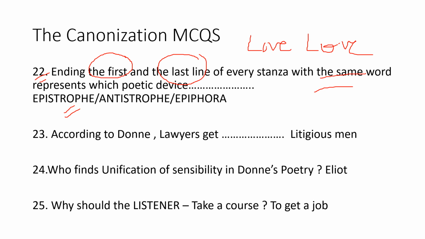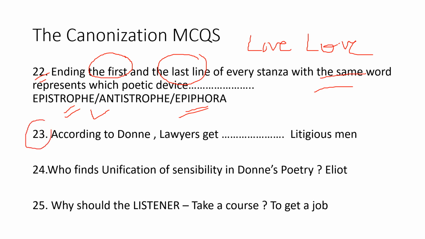is epistrophe, or we can call it antistrophe too, and it is also known as epiphora. So be familiar with these three words: epistrophe, antistrophe, epiphora. Ending the first and the last line of every stanza with the same word represents which poetic device? Or repetition at the end of each sentence.